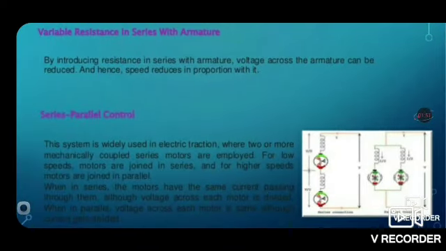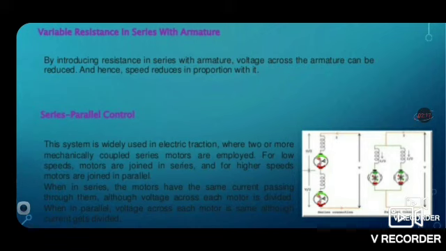This system is widely used in electric traction. Series parallel control is used in electric traction. Now we are using more electric vehicles. For electric vehicles they are using series motor. In that purpose we are using series parallel control method for the speed control of series motor, where two or more mechanically coupled series motors are employed. For low speeds motors are joined in series, and for high speeds motors are joined in parallel.